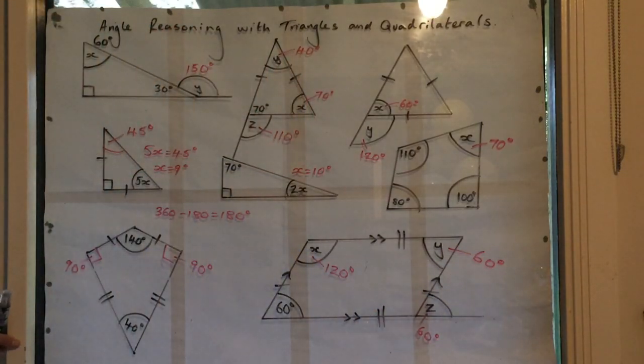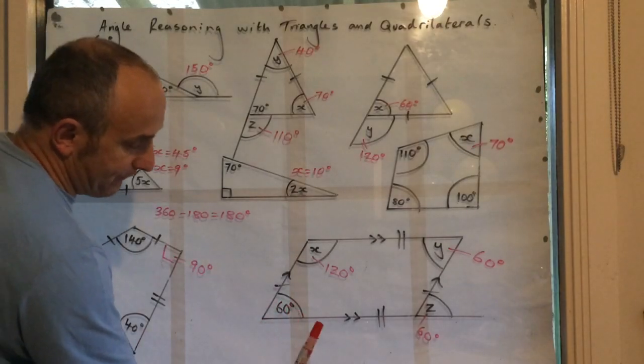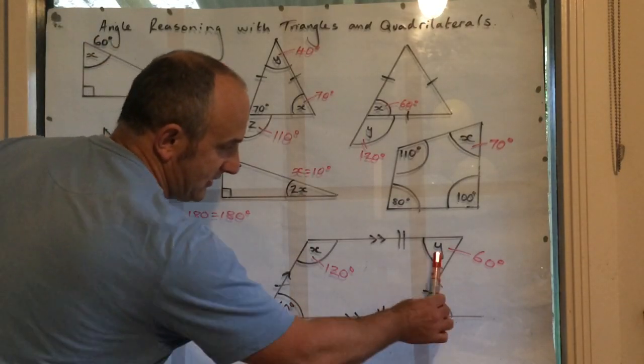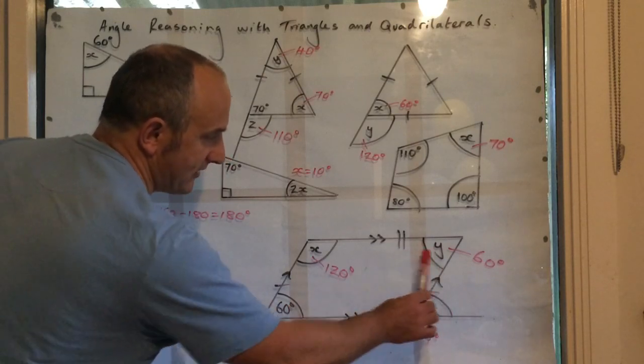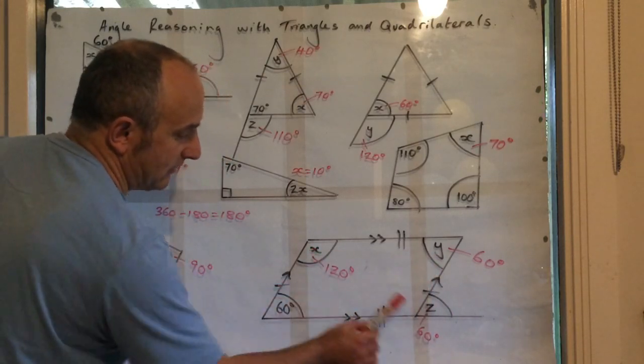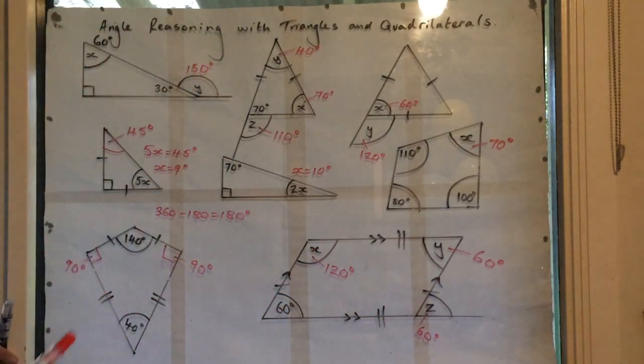One of the things that we can also deduce from a parallelogram or a rhombus is that these two angles here are always the same, and these two angles here are always the same as well. Okay, wonderful. Thank you.